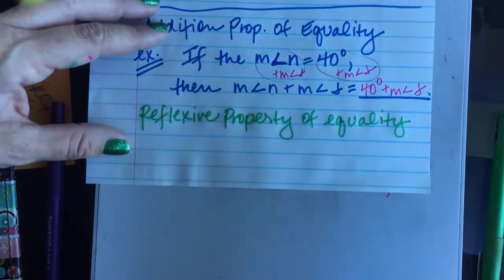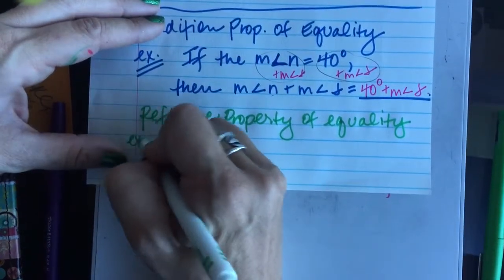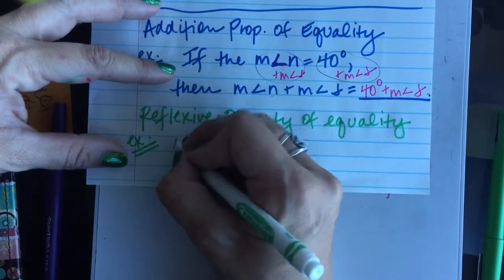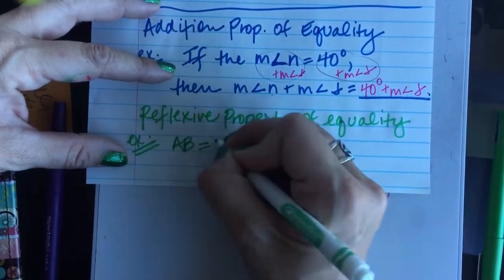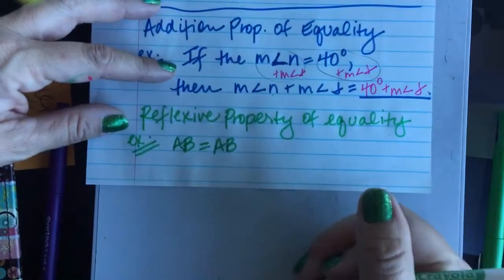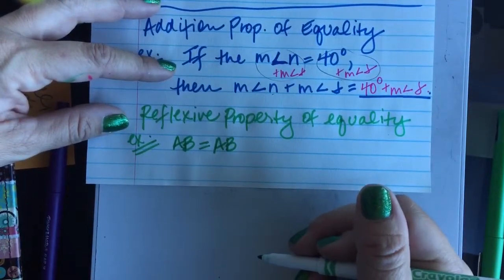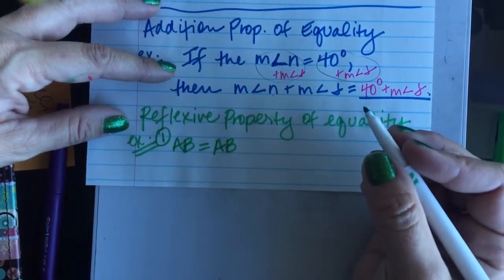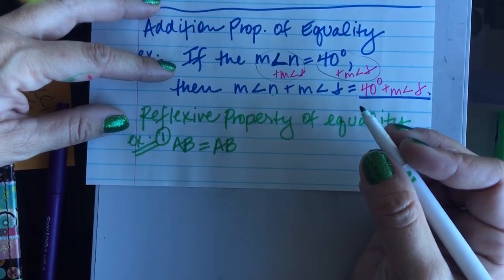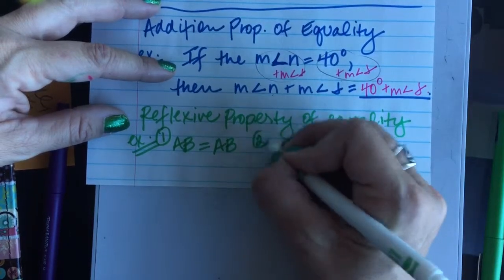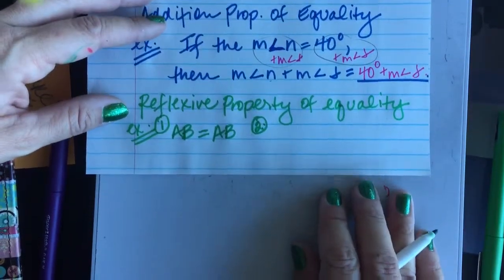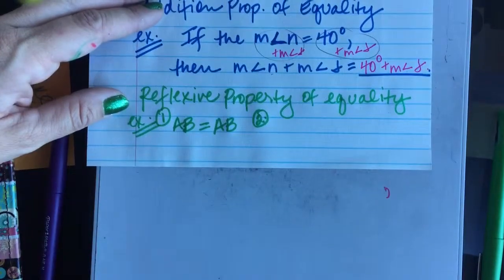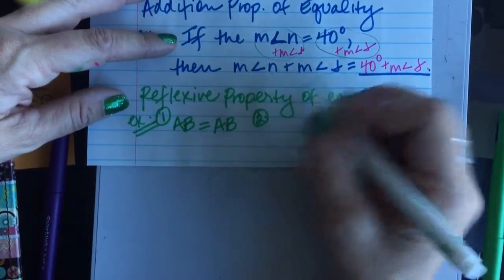It basically says, let me give you a couple examples. The reflexive property of equality says something like segment AB is segment AB. Like, that's it. It is what it is. All right, so reflexive. But let me give you a better example of why this would be important. This is the property that says it is what it is. But let me show you how this would work in another instance.